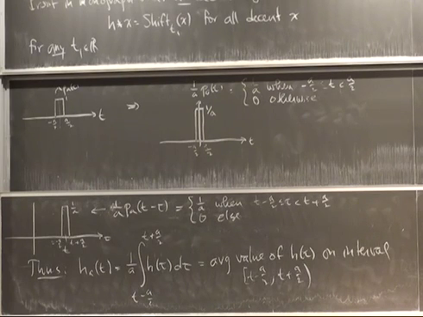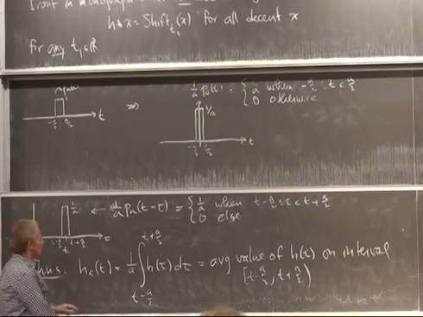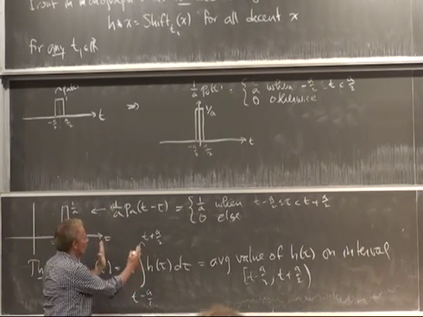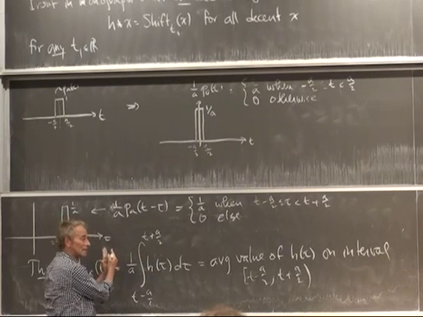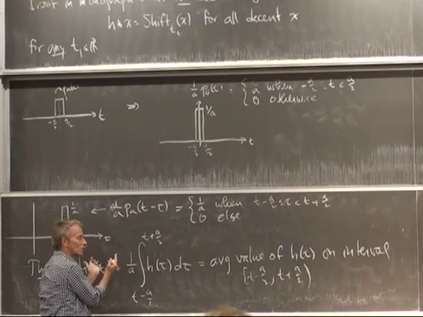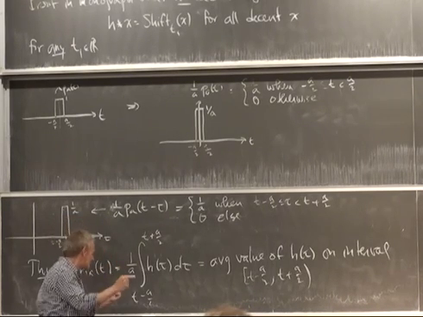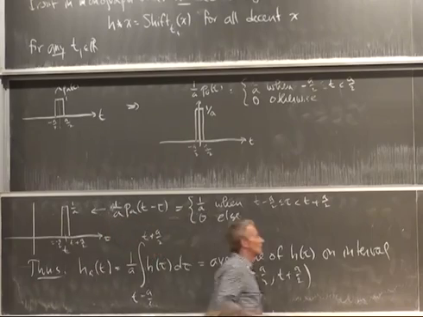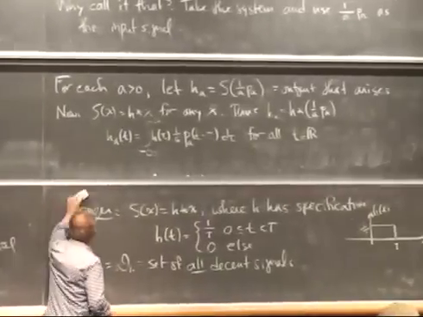What happens when I let a go to 0? What does that converge to? Remember, h is a pretty well-behaved signal. It's a decent signal, right? If I take the average value over ever narrower intervals centered on t and let the width of those intervals go to 0, what is that going to converge to? h of t, yes, h at the center of the converging intervals.